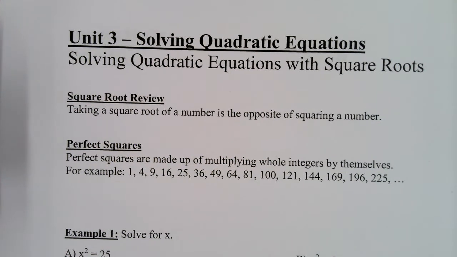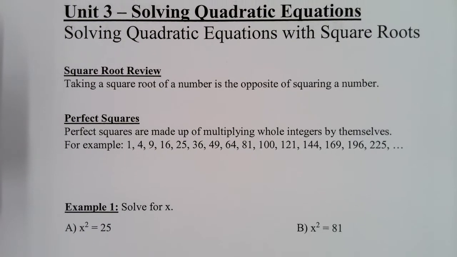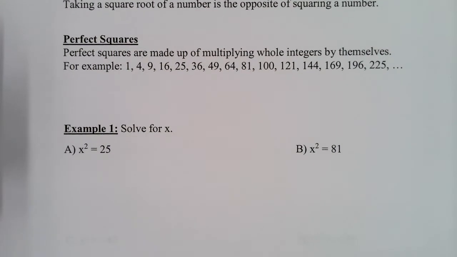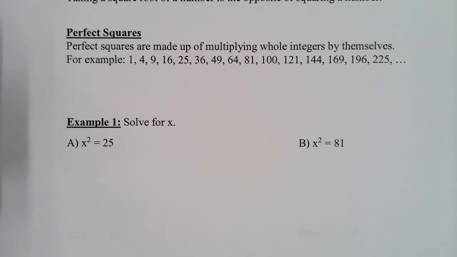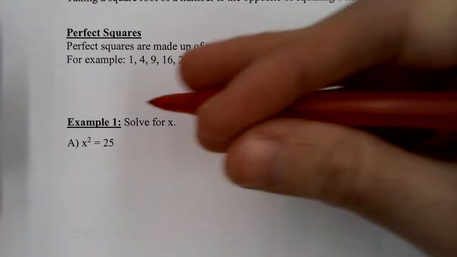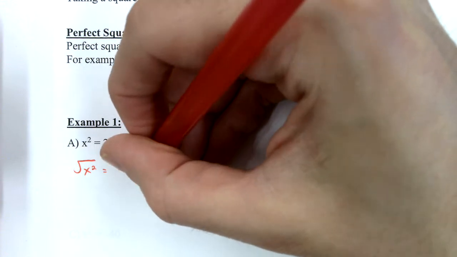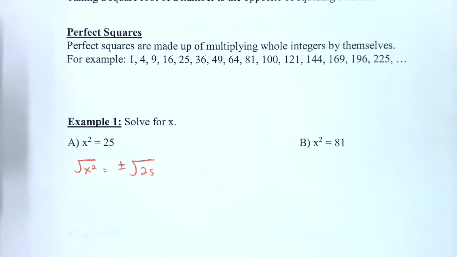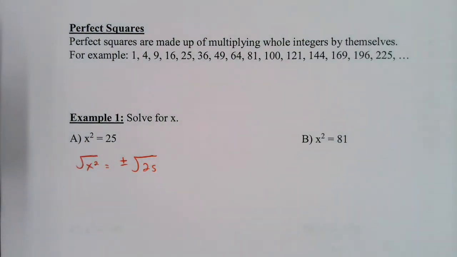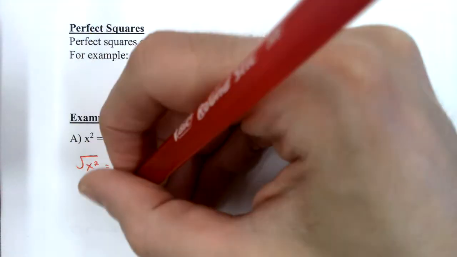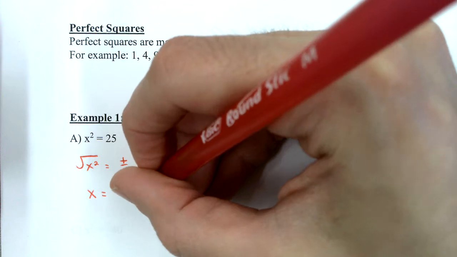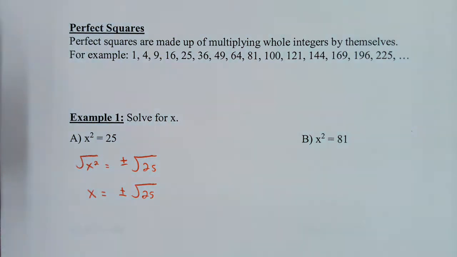Okay? So example 1a, we're going to solve this for x. We have x squared equals 25. So what we are going to do is take the square root of each side. And when we take the square root of the right, we're going to take the positive and negative square root. Now on the left, the square root of x squared is x. So we just have x equals positive and negative square root of 25.